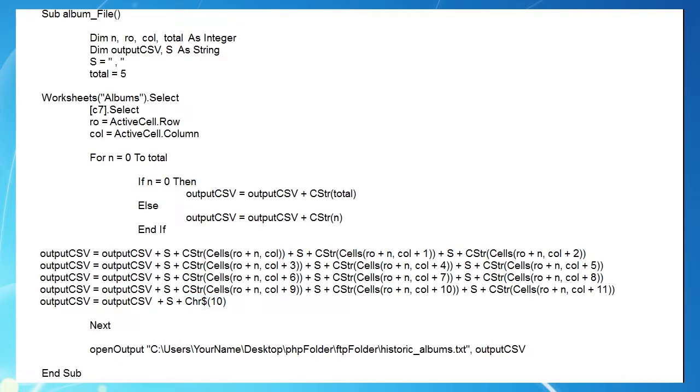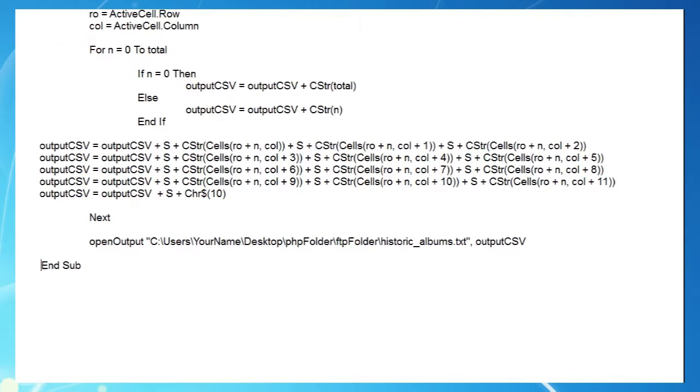When our loop has gone round 6 times, it ends and our file is ready to output. And we'll call a little subroutine, open output, we've used several times before to do this. Notice the 2 arguments we send to the routine. The first is the complete file path for the text file we're creating, called Historic Albums. And the second is our output string. And that's that for the main data file.